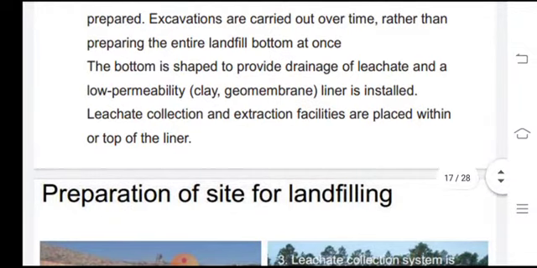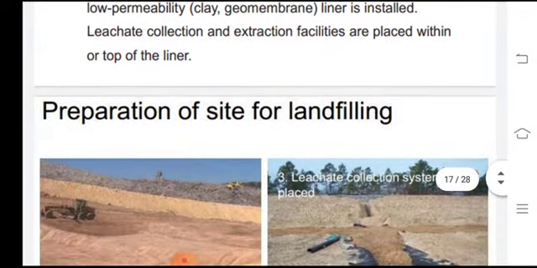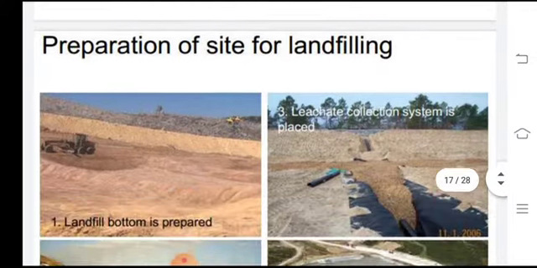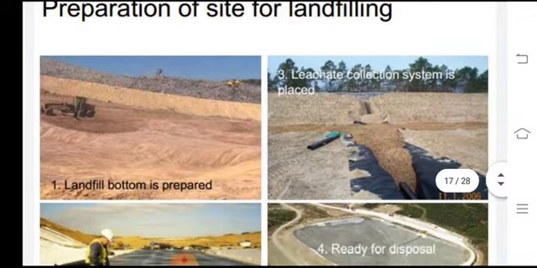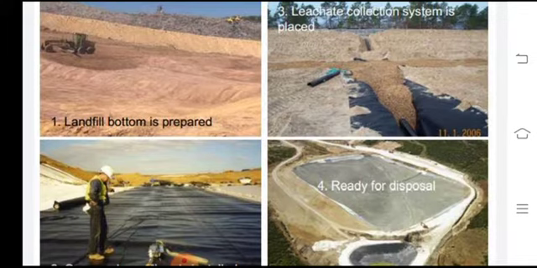Then a geomembrane is used as a liner. Leachate collection and extraction facilities are placed on top of the liners. These are the preparation steps of the site for landfill. You can see here the landfill bottom is being prepared.